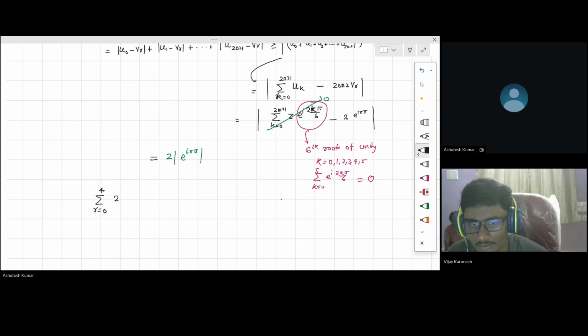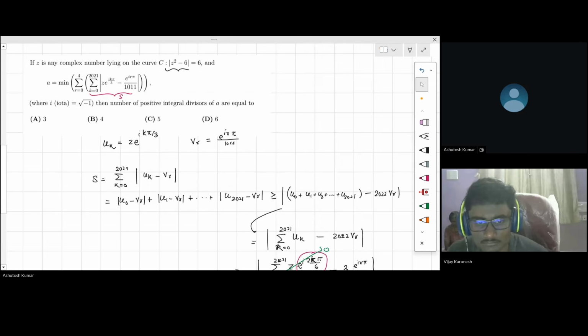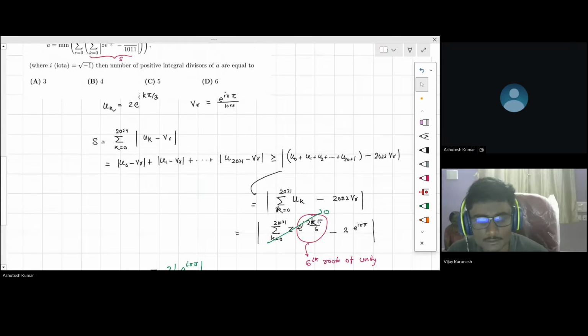Yes, sir. Correct, you know that. So this will be 1. So basically you're adding 2 how many times? 5 times, so the answer is 10. And once we got the answer 10, the number of integral divisors, so that will be 4 actually, correct? Yes. 1, 2, 5 and 10.